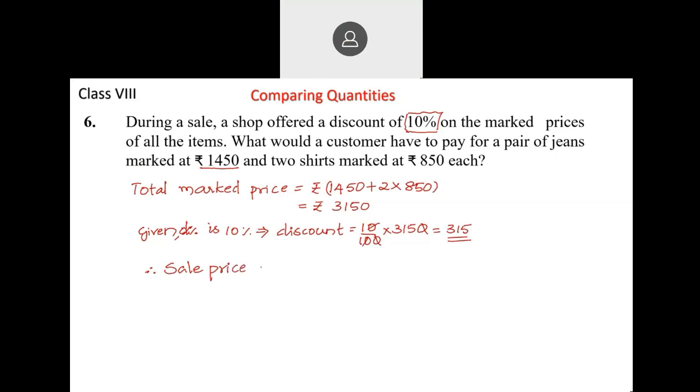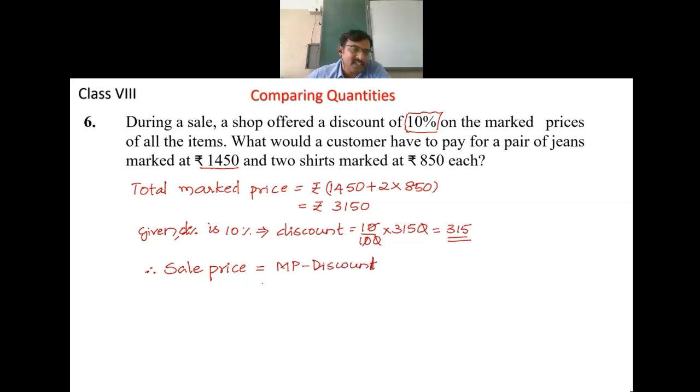So sale price will be equal to the market price minus discount. Here the market price is 3150 minus 315, and this will be equal to 2835 rupees. Therefore, the customer will have to pay rupees 2835 for these items.